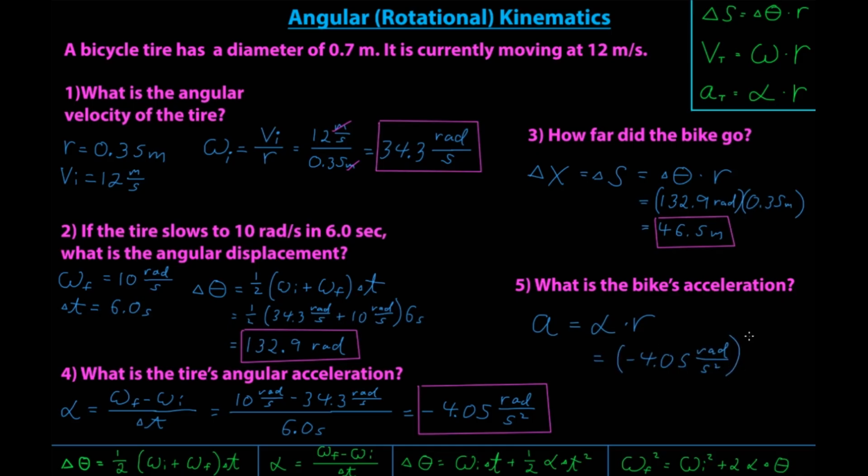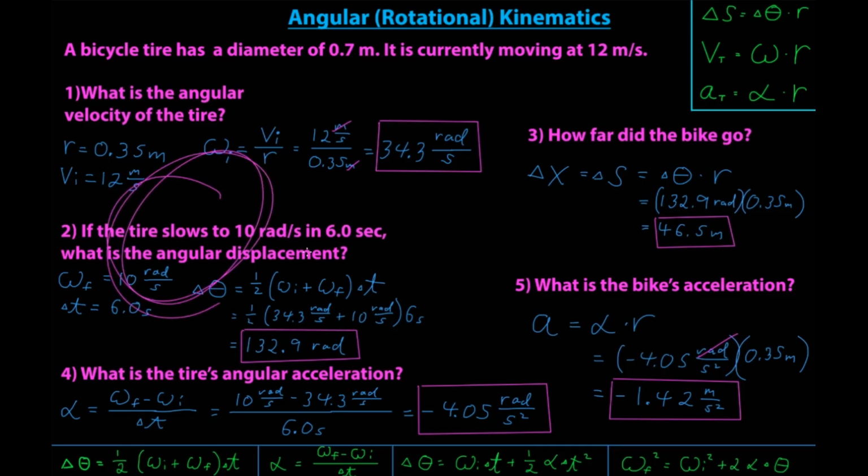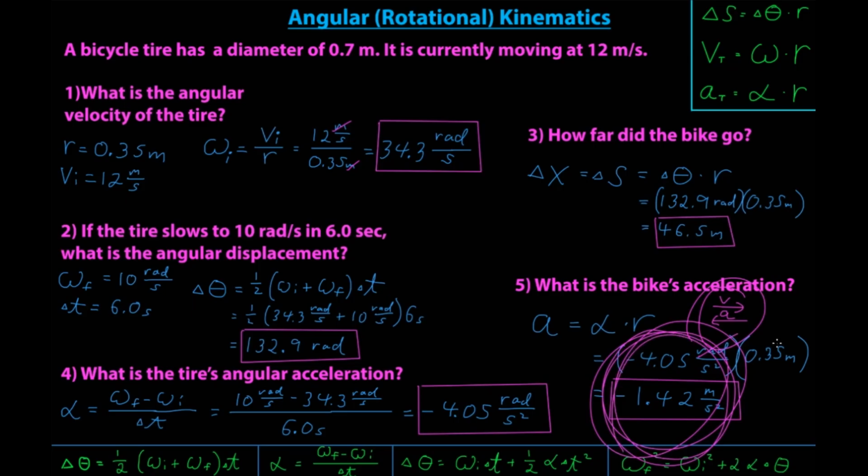Negative 4.05 radians per second squared times 0.35 meters. When you multiply these, meters jumps on top, and radians is just gone because, again, it was never there in the first place, which gives me a linear acceleration of negative 1.42 meters per second squared. And as a quick check, this bike was moving to the right and was decreasing in velocity. It slows down. So if velocity is to the right and acceleration is to the left, the bike should slow down, which means we should get a negative acceleration, which we did.